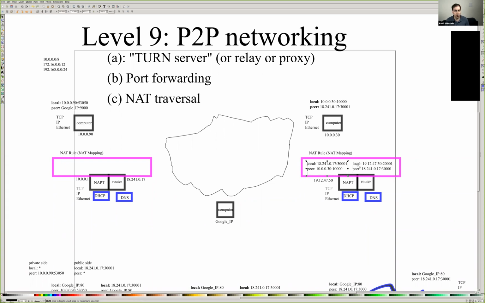But if these two computers want to talk to each other, and they have some way to exchange information, which could even be email, it could be any kind of message board, it could be anything, here is how they do it. This computer makes a connection to Google, or to any well-known server, and it says, hey Google, what's my IP address and port number? All right, so what happens if this computer opens a connection to Google and it sends a TCP segment, let's call it a UDP datagram, doesn't matter, with this information to Google? What kind of NAT mapping will be created here?